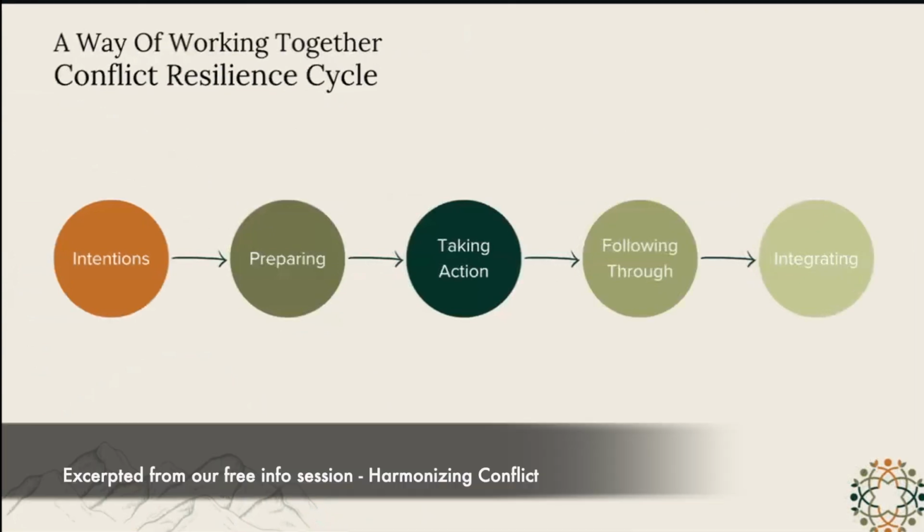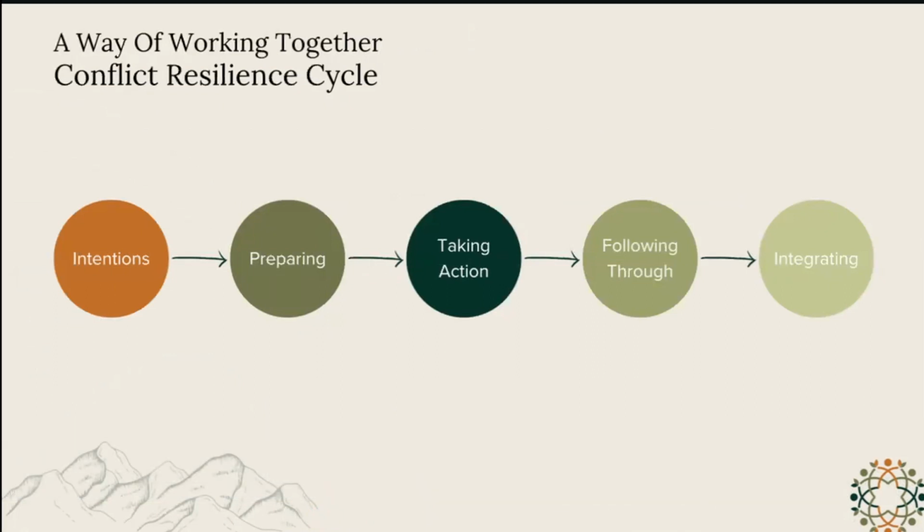And we build our whole model off of this 5-step process that comes from the somatic psychological work of Ray Castellino. It says that we move through these 5 phases of action anytime we're going through a change process. We set intentions, we prepare, we take actions, we follow through, and then we integrate.